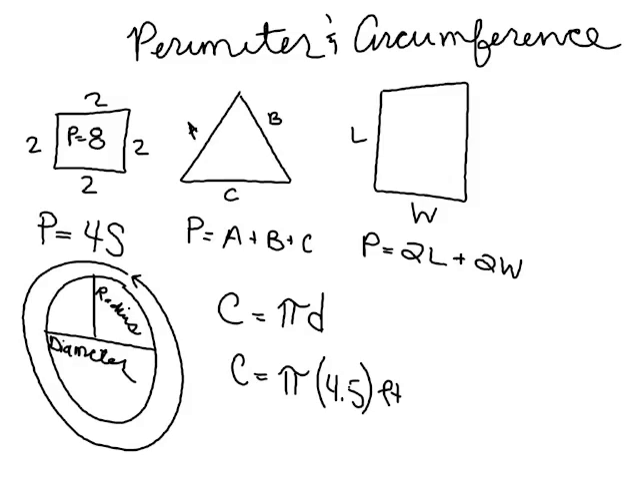So what's the circumference of this circle? 14.137. We'll round that to 14.14, and what was my unit? Feet. 14.14 feet.